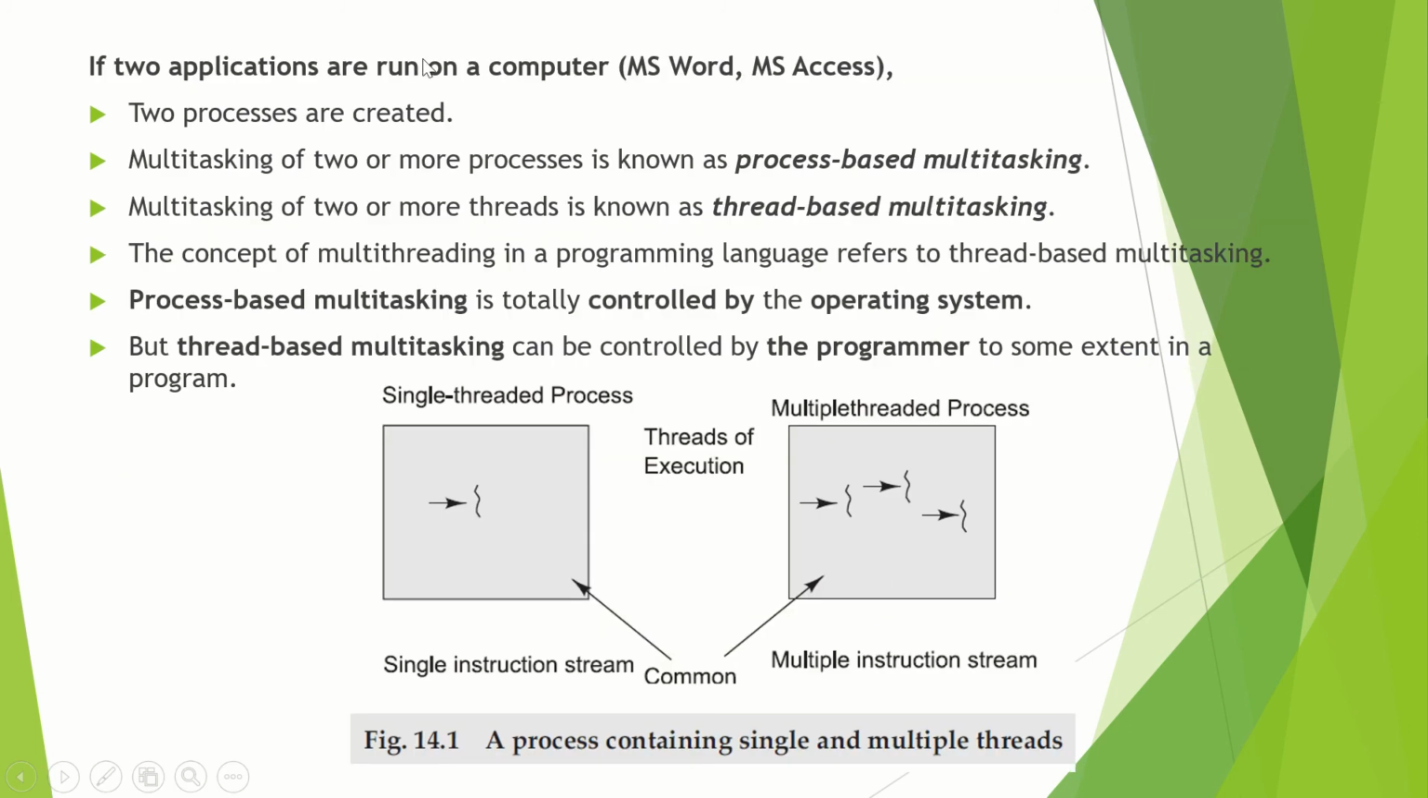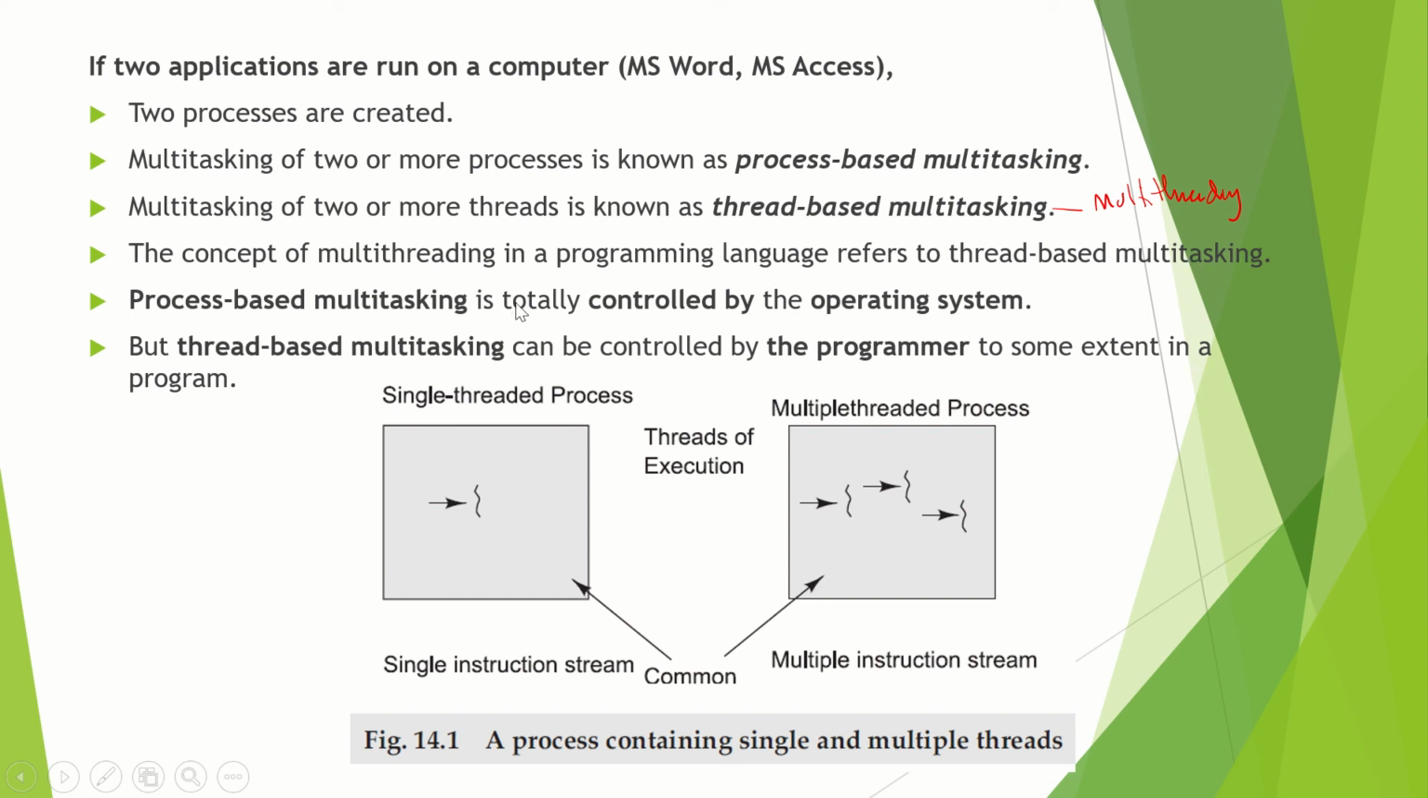So if two applications are run on a computer, let's say you have Microsoft Word and Microsoft Access, two processes are created. Multitasking of two or more processes is known as process-based multitasking. Multitasking of two or more threads is known as thread-based multitasking. This is what I call multi-threading. The concept of multi-threading in a programming language refers to thread-based multitasking.